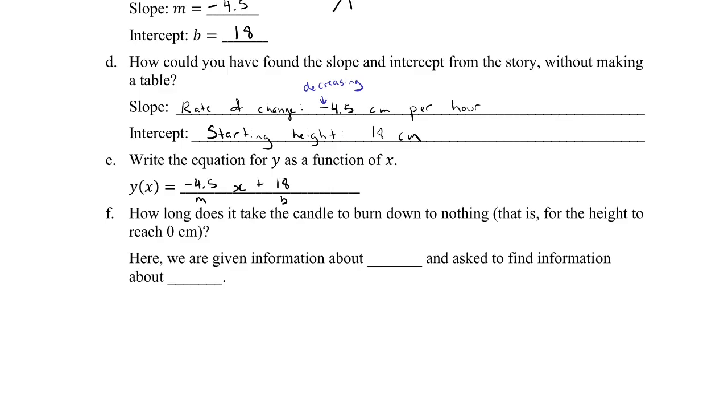For example, we can answer, how long does it take? That's asking us about a value of x. For the candle to burn down to nothing. That is, for the height to reach 0 centimeters. So to get to y equals 0. So we're given information about y and asked about x. We'll plug in the value we're given for y and copy the rest of the equation.